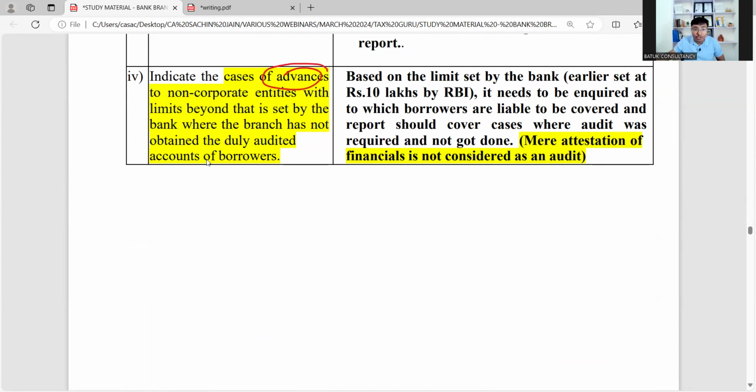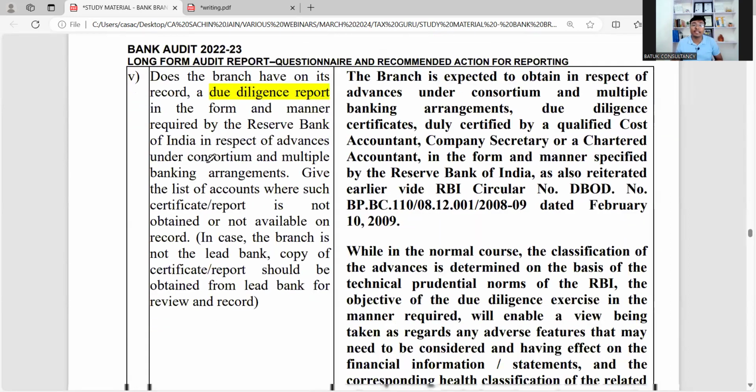If there are any advances to non-corporate entities, in that case also there is a requirement of the audit report. If the same is applicable, it will not be sufficient that they just gave certified financials. You just need to provide the audit report, and we just need to check the audit report in case of advances to non-corporate borrowers.